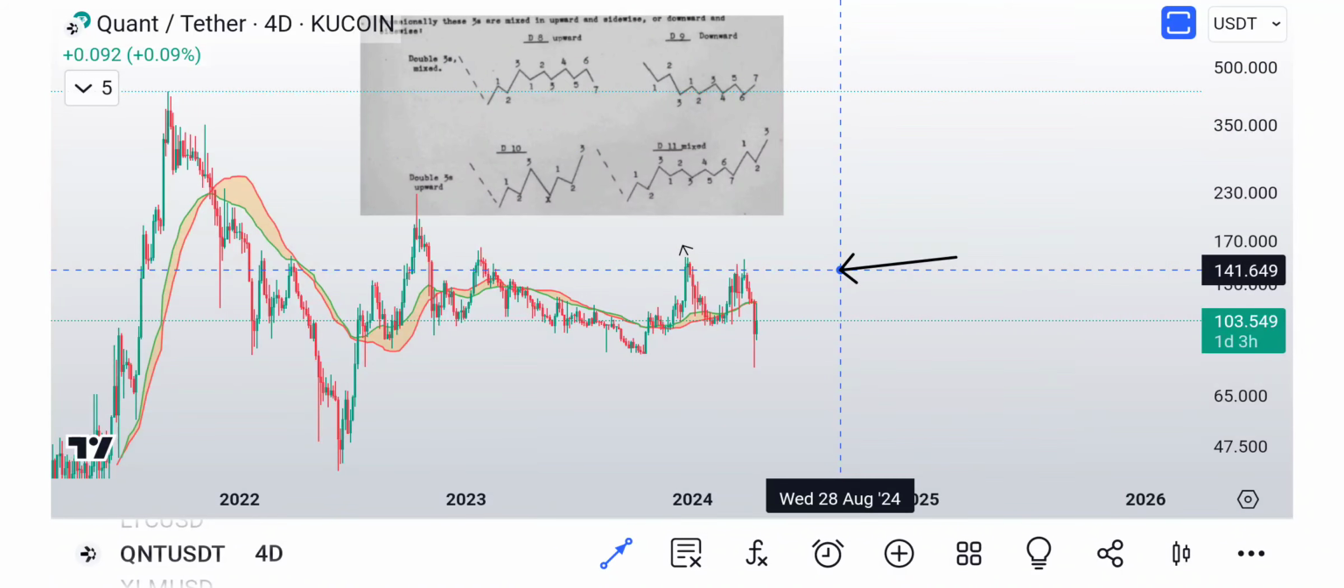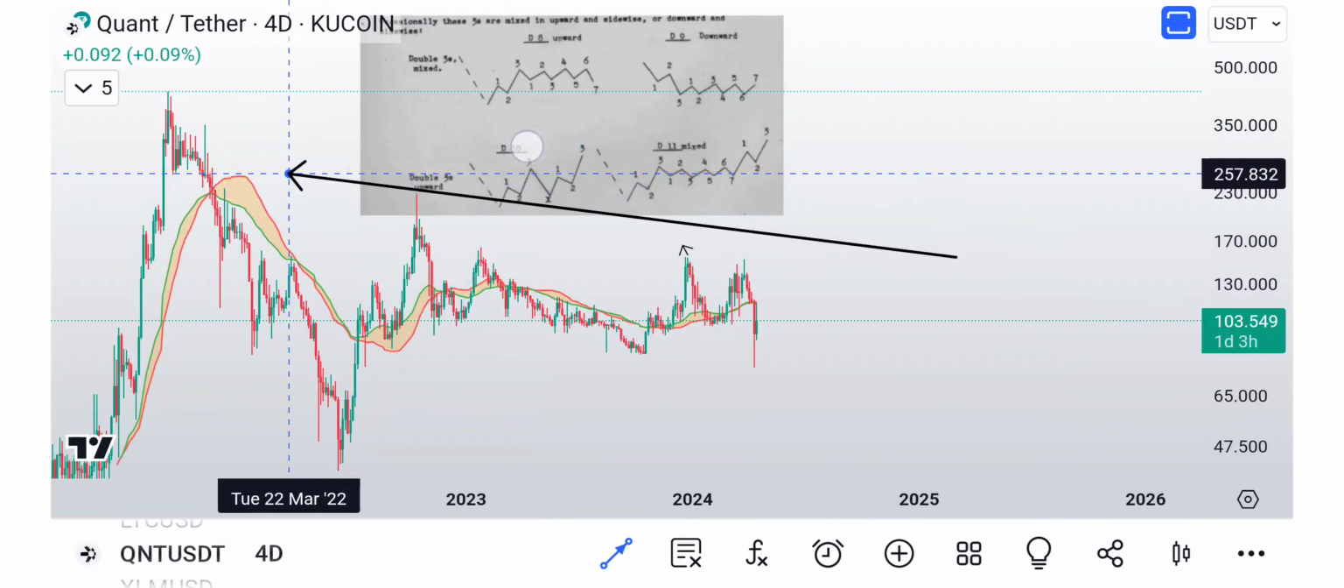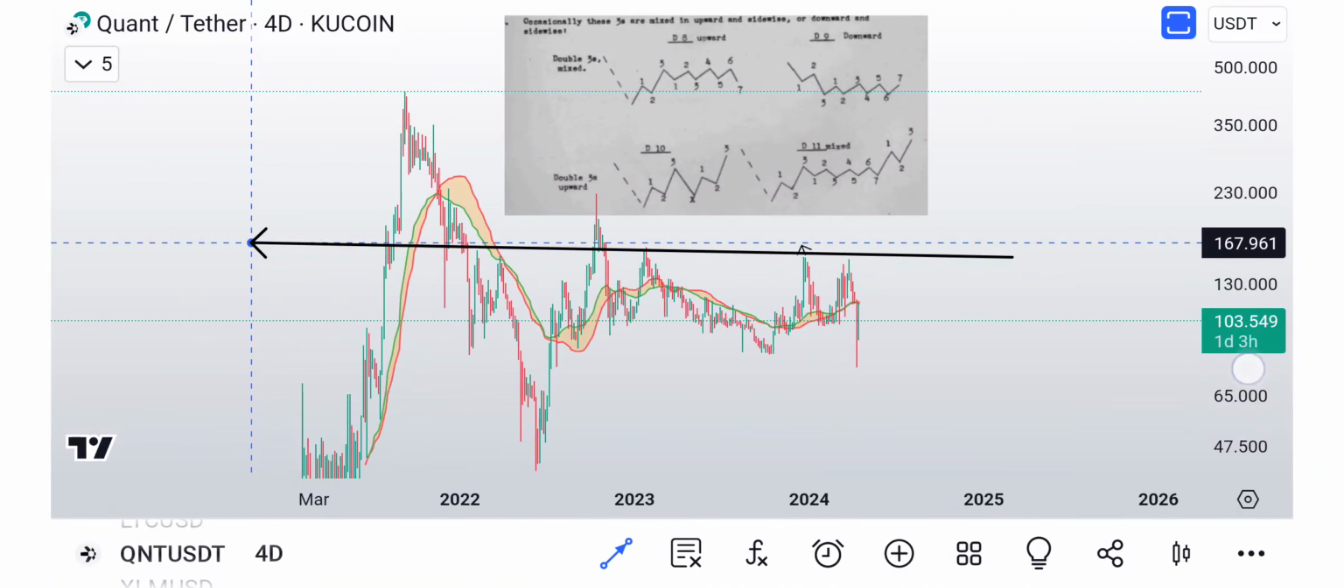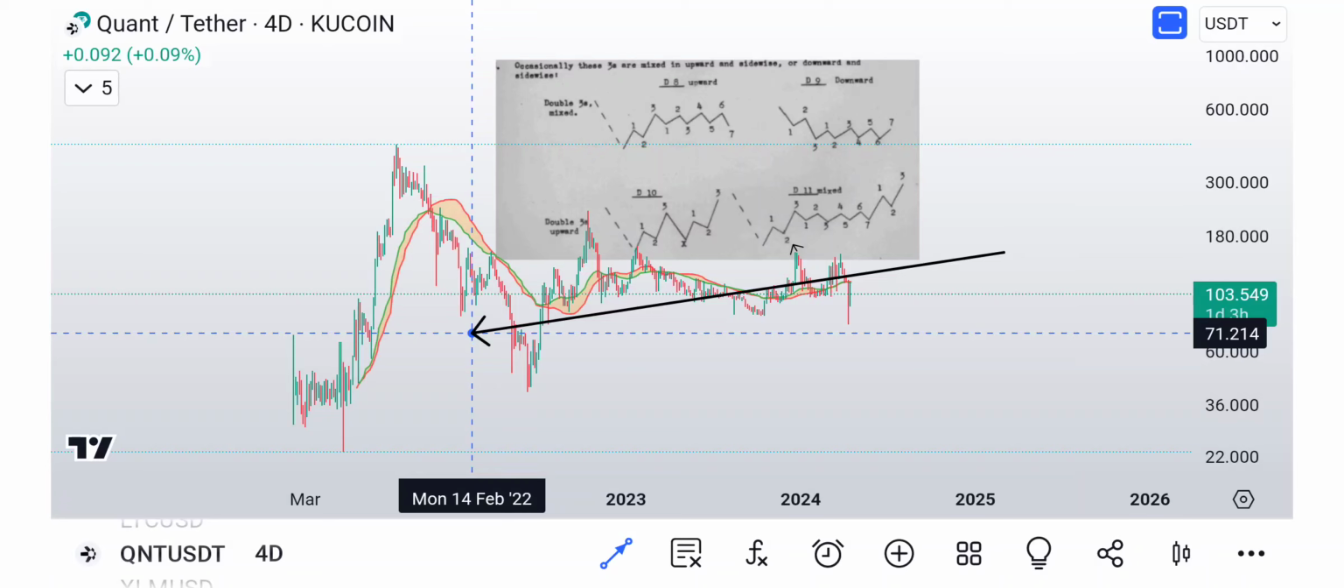Now, this is not financial advice. This is just an idea. It could be totally wrong. Always know that. It could be something totally different. But to me, the market moves in fives and threes. So these different waves are in different parts of the cycle.